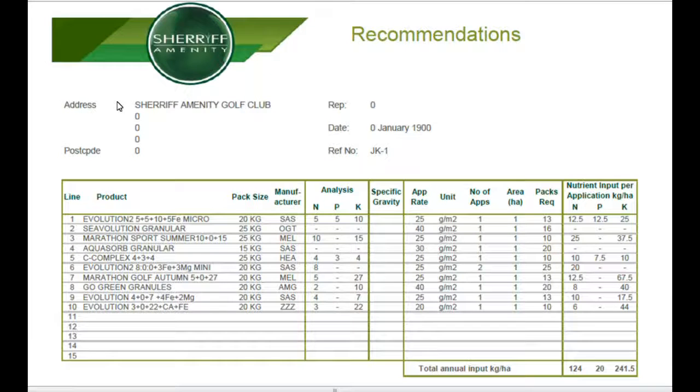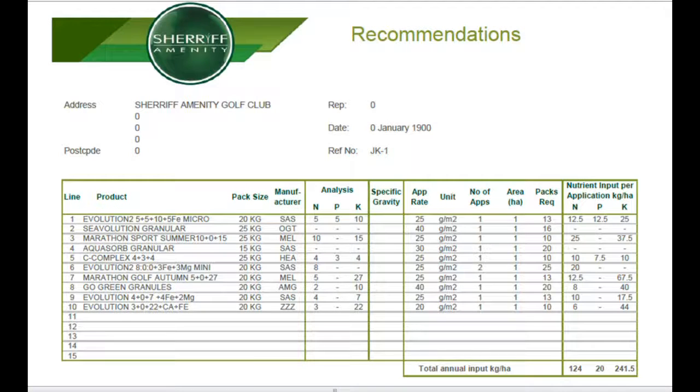If we were then to set out our products in a table, it is easy to confirm how much NPK will be applied during the year. On the left hand side is the list of products we will be using, followed by the pack size, the manufacturer, their NPK analysis, the application rate in grams per meter squared, the number of applications, the area, and we can also see the number of bags required for each product. On the right hand side it's the nutrient input per application in kilograms per hectare.